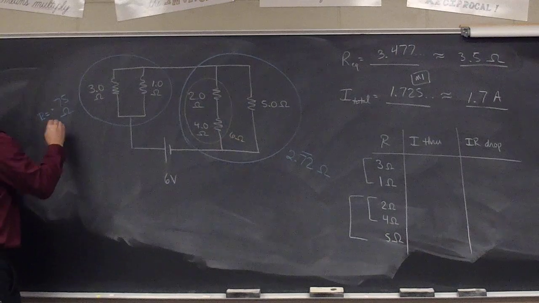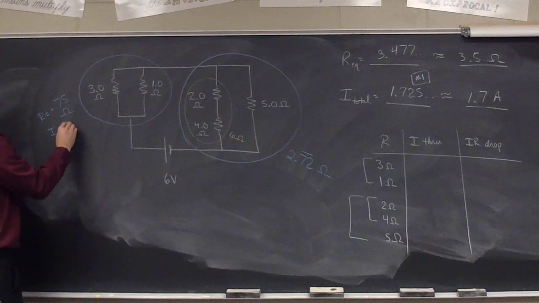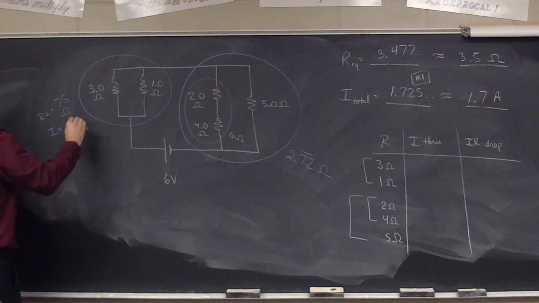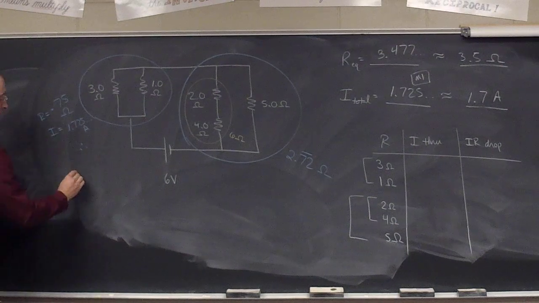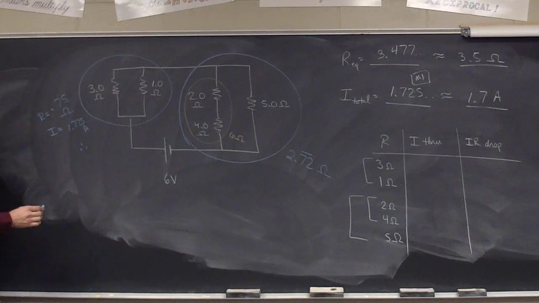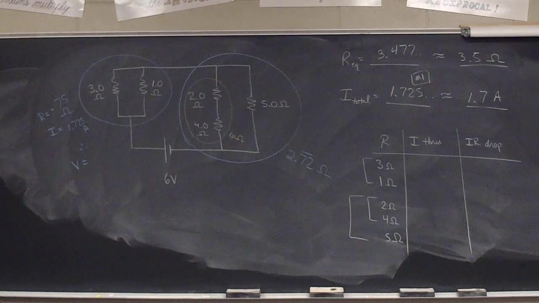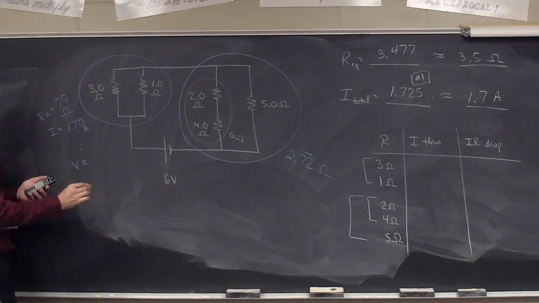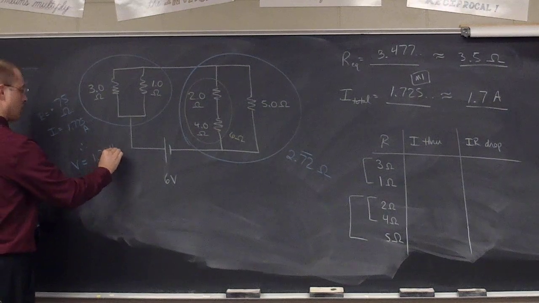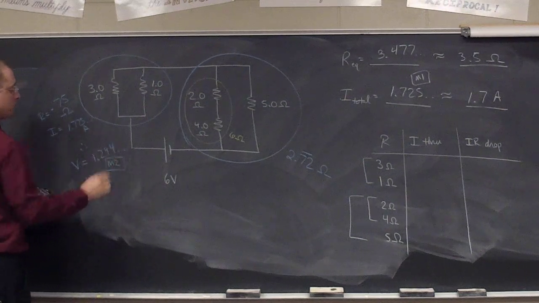We also know the current is 1.7. Yikes. And therefore, if you know R and I, we can find the voltage, right? We need the voltage of the whole thing. How much voltage gets used up here? 1.29. I'm going to put that in memory too.